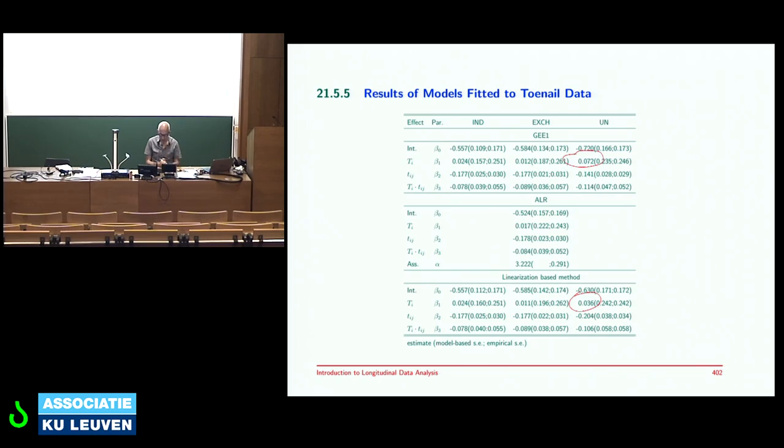Next, if you look left, in the left column, you will see, and also to some extent in the exchangeable column, that the naive and the robust standard error are fairly different.